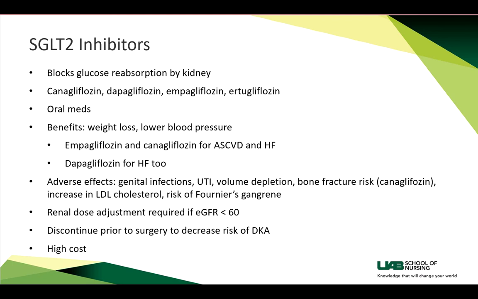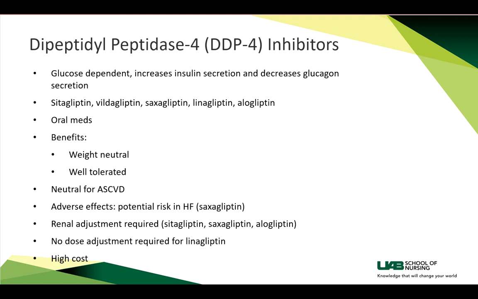There is a risk of bone fracture, and that is with canagliflozin. There is an increased risk of LDL cholesterol, and that is of concern because remember that LDL cholesterol is our bad cholesterol. And then we have a risk of Fournier's gangrene associated with the SGLT2s. There is a renal dose adjustment required for eGFRs, remember the estimated glomerular filtration rates, less than 60, and you should discontinue these drugs prior to any surgery because of the risk of DKA. These drugs are typically of high cost for our patients. That is something to consider when prescribing. Let's move on to the DPP4 inhibitors.